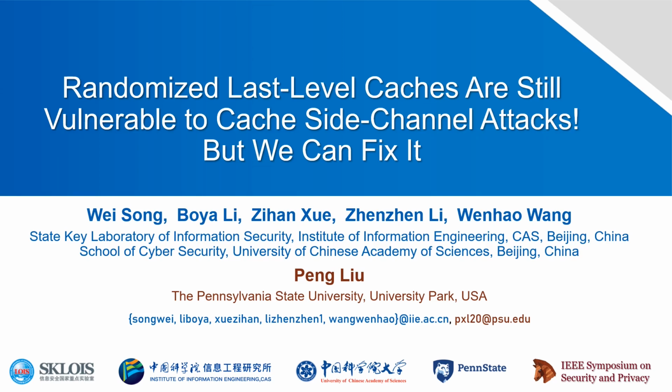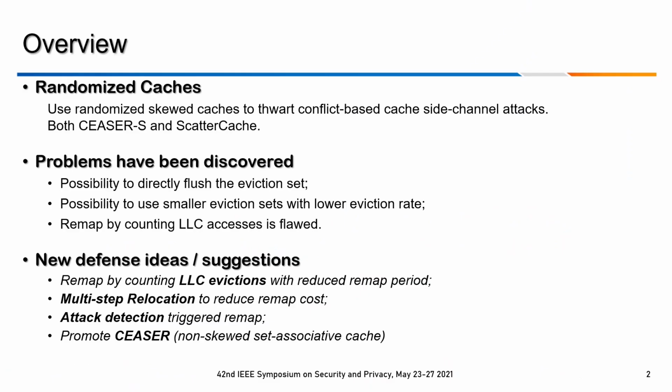Randomized last-level caches are still vulnerable to cache side-channel attacks, but we can fix it. This is joint research between the Institute of Information Engineering at CAS and Pennsylvania State University. I'm Wei Song, the first author of this paper.